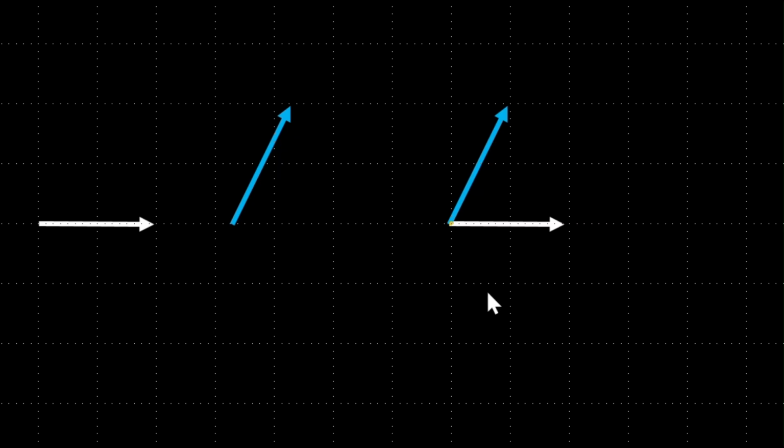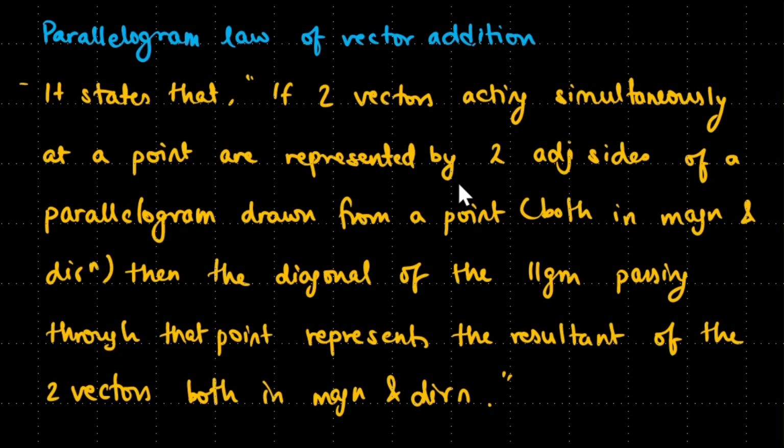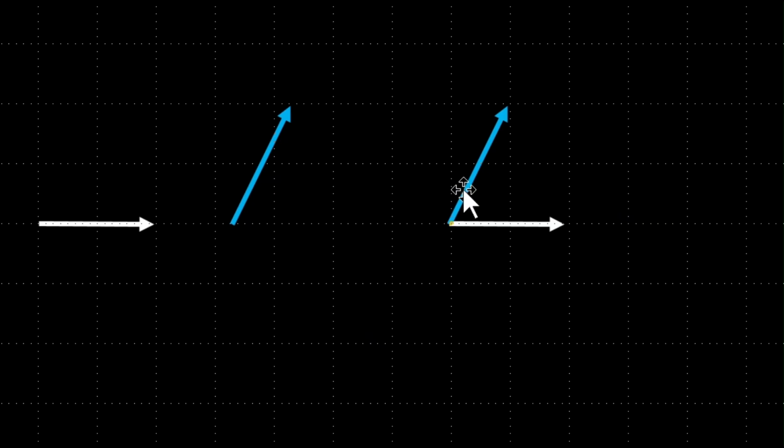Now let's take a look at what is represented here. They are represented by two adjacent sides of a parallelogram drawn from a point. So this is a part of the parallelogram, and these are two adjacent sides. Adjacent sides means this side and this side are touching. That's what it means to be adjacent sides.